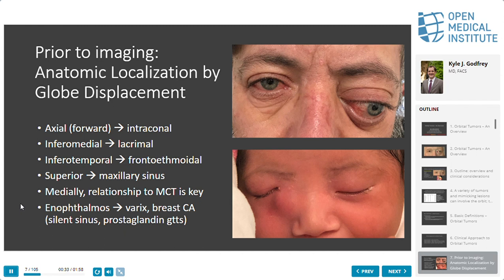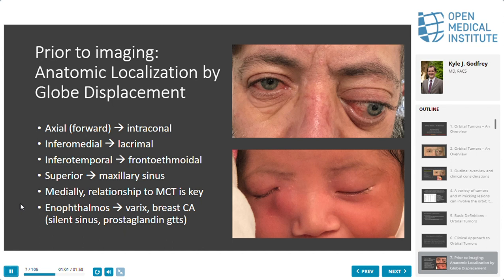Inferomedial displacement of the eye is typically something that's coming from the supralateral quadrant, like the lacrimal gland pushing the eye down and in. Frontal ethmoidal tumors in this region are going to push the eye down and out. Tumors originating in the maxillary sinus and coming up may push the eye directly up. So just by looking at the eye and which direction it's being pushed, you have some sense of where these tumors may be starting. And then medially, in this region, the relationship with the medial canthal tendon is very helpful.